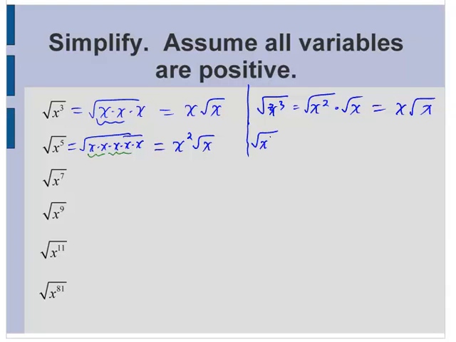Alternatively, the square root of x, I'm sorry, not cubed, but rather fifth, would be the square root of x to the fourth by the square root of x. The square root of x to the fourth is x squared, so I've got x squared times the square root of x. Why don't you try the next three on your own?